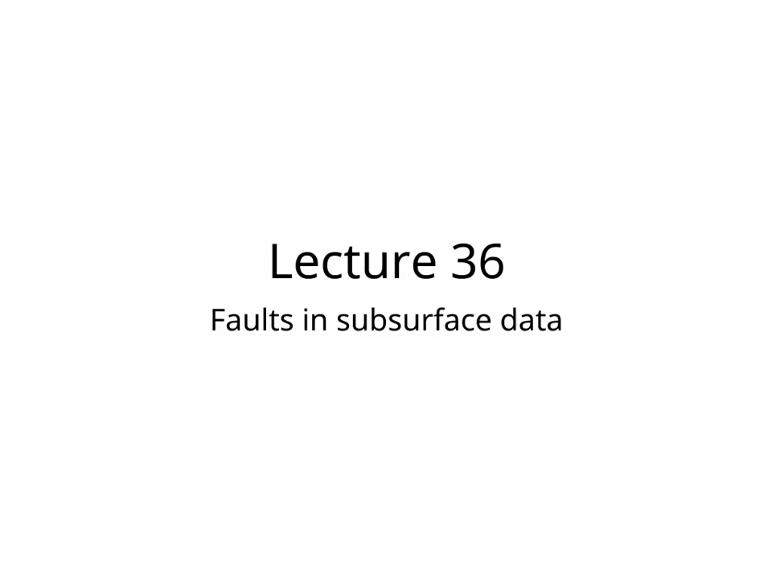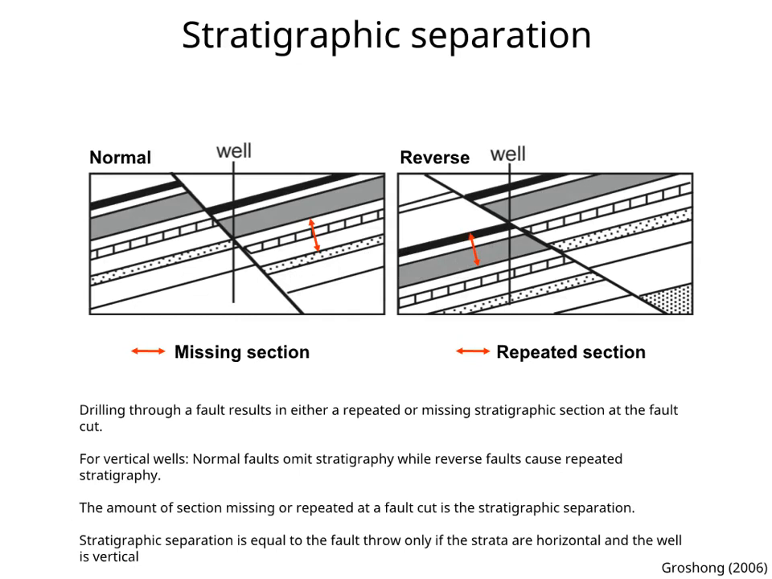Lecture 36, Faults in Subsurface Data. Drilling through a fault results in either a repeated or missing stratigraphic section at the fault cut. For vertical wells, normal faults omit stratigraphy, while reverse faults cause repeated stratigraphy.